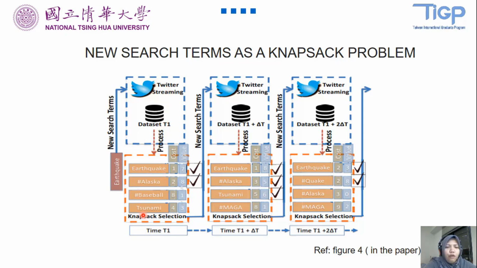And after 2 or 3 minutes of collecting, they have the 4 most common tweets that appear, and they give the cost score and value score to each search term. For this one, earthquake has a very low cost and very high value, so they put it as a new search term, and Alaska has a very low cost and high value, so they put it as a new search term.